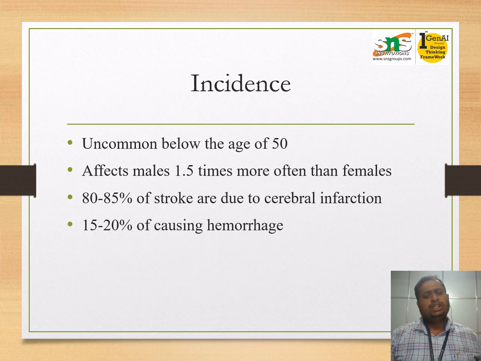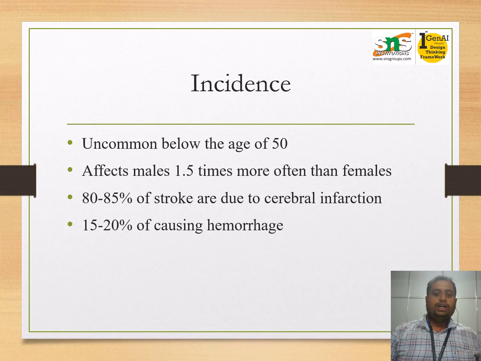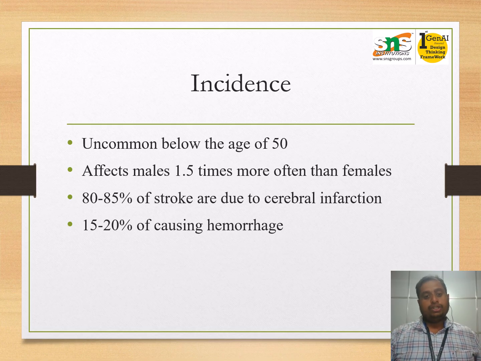The incidence is uncommon below the age of 50, but there is a type called young stroke, which comes up in people below 30 or 40 years. It affects males around 1.5 times more than females, because most men are smoking, alcoholic, or having a very bad, sedentary lifestyle. So it affects the males more.